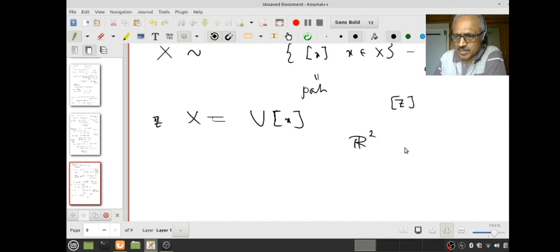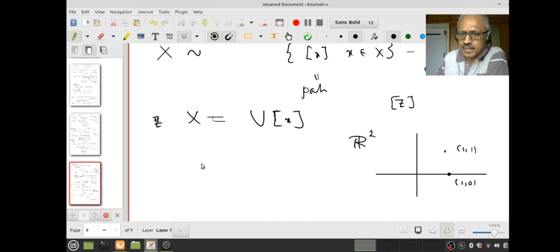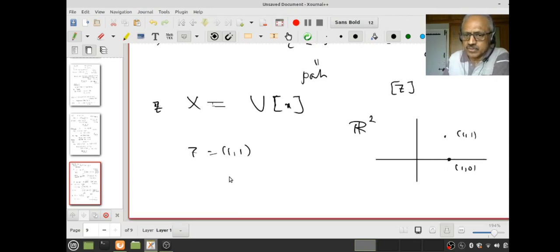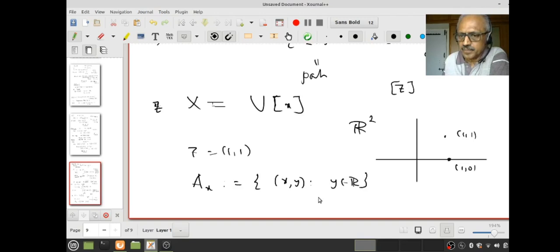Let us look at the geometry example again, R^2. This is my (1, 0). This is my (1, 1). Now my z is (1, 1). But the equivalence class I have chosen for this is this. Let me define A_x equal to the set of all (x, y), where y is allowed to vary but x is not. Do you follow that? So these are all the vertical lines passing through (x, 0).